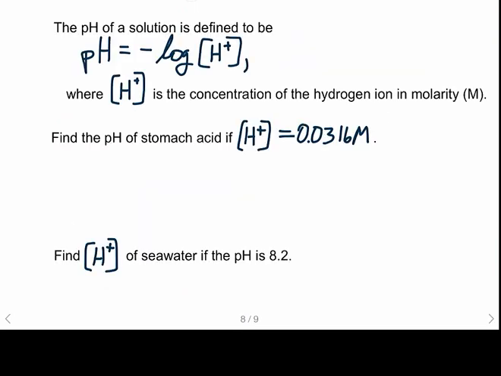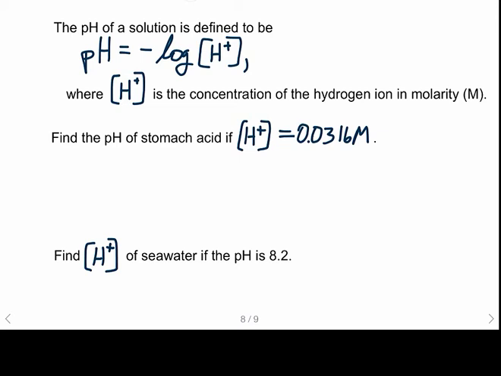Next we're going to look at an application of logarithmic functions. The pH of a solution actually has a logarithmic definition. It's defined to be pH is equal to negative log of H plus in brackets. The H plus in brackets is the concentration of the hydrogen ion, and the units are molarity, which are denoted by an uppercase M. You want to know more about this? Take a chemistry class or ask me in class.